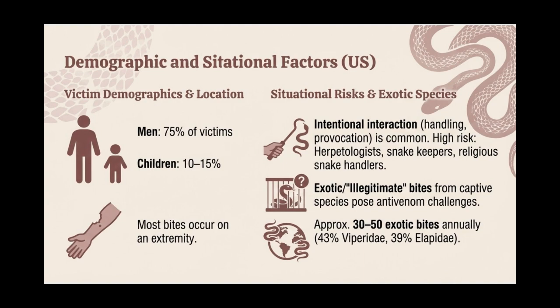Most bites occur on an extremity, although bites to the torso, face, and tongue also happen. Intentional interaction with snakes is a common factor in many cases. Bites often happen when individuals purposely handle a known venomous snake. Herpetologists who capture and study wild snakes, as well as religious snake handlers, are at the highest risk.